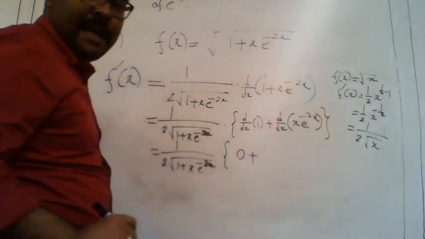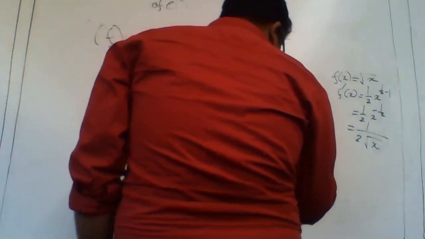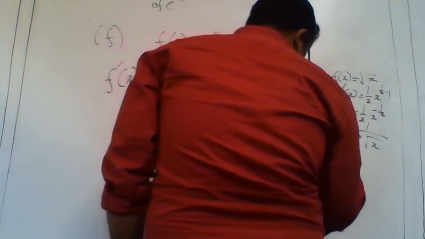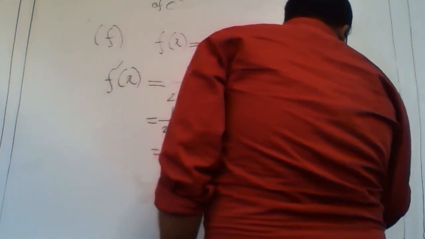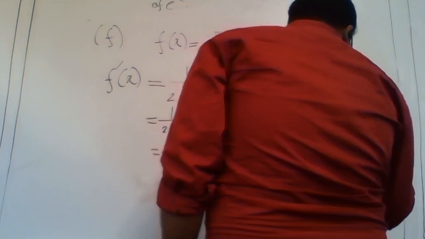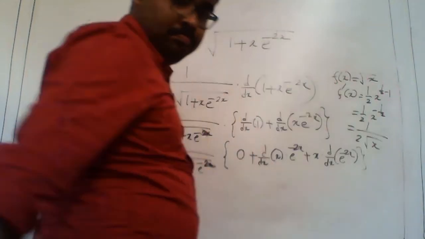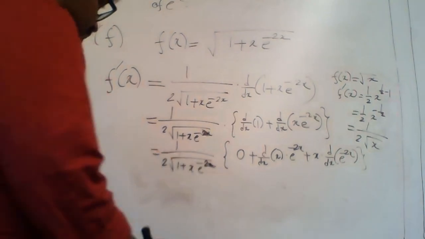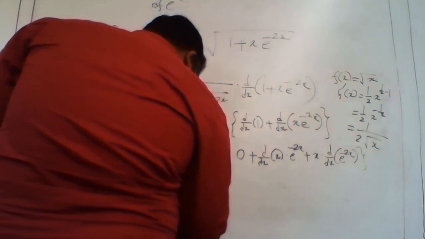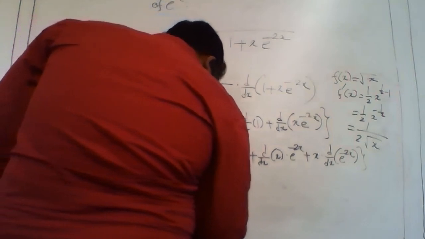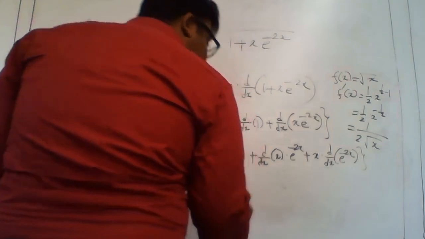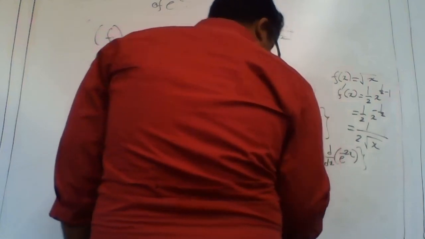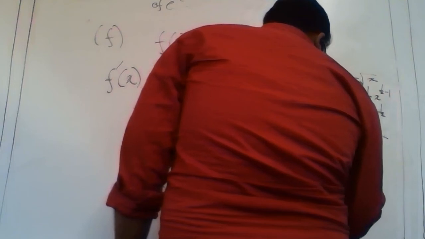Now here, applying the product rule, it will be d/dx of x times e to the power minus 2x plus x times d/dx of e to the power minus 2x. Right? So this is equal to 1 by 2 square root of (1 plus x e to the power minus 2x) times, d/dx of x is 1, so e to the power minus 2x plus x times e to the power minus 2x times minus 2.